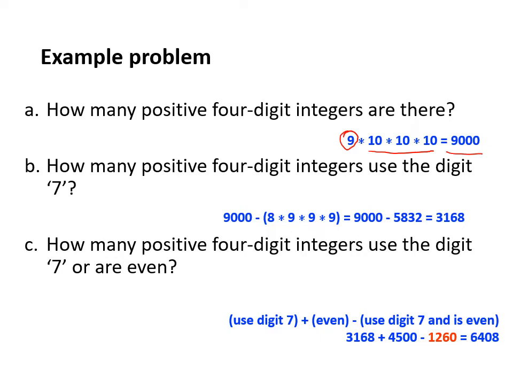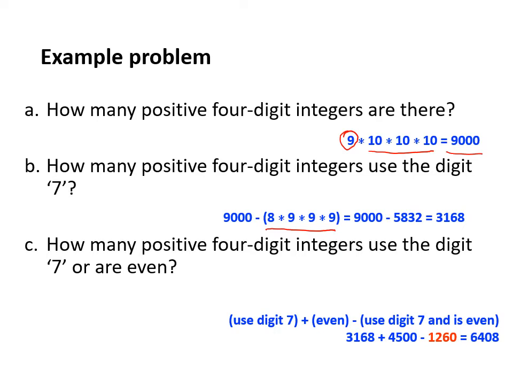Part B, how many positive 4-digit integers use the digit 7? So we can compute this using our rule of complement. So how many positive integers do not use the digit 7? This expression computes that. At the first place, we cannot have 0 and 7, so there are 8 possibilities. And the second place, we cannot have 7. Third place, we cannot have 7. Fourth place, we cannot have 7.